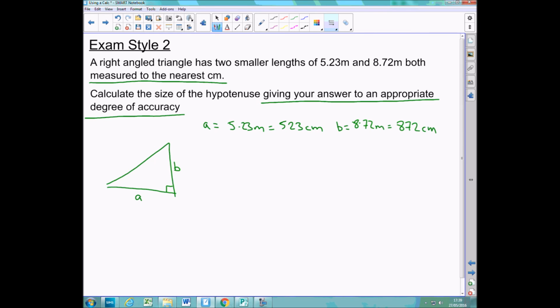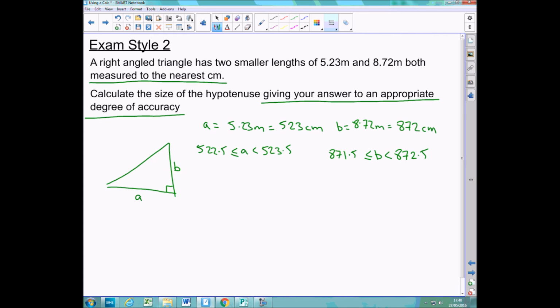So to the nearest centimeter, we've got the upper and lower bounds of these. So for A, I've got 523 centimeters, and to the nearest centimeter the lower bound is 522.5, and the upper one is 523.5. For B, exactly the same thing. The upper and lower bounds are going to be 871.5 and 872.5.